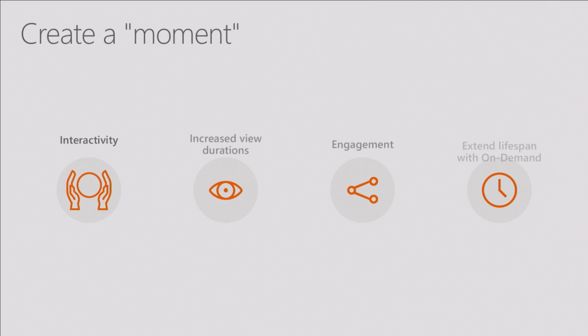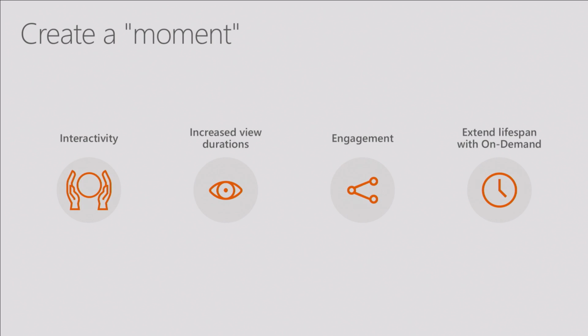So one of the key things we try to do is create a moment. Interactivity is huge. People want to be there. People want to be a part of what's going on. And when it's a one-way communication, they sometimes feel like they're not a part of it. So we really like features like Yammer, the Q&A, things like that, that let people feel like they have some involvement in the meeting.